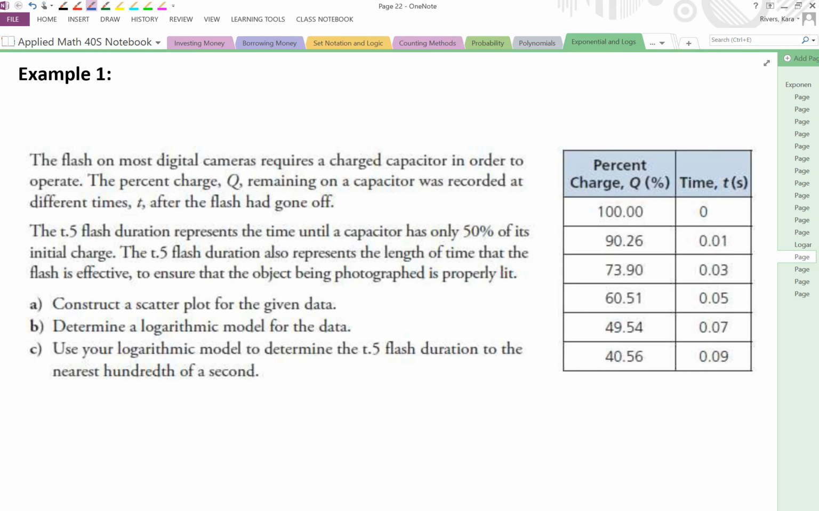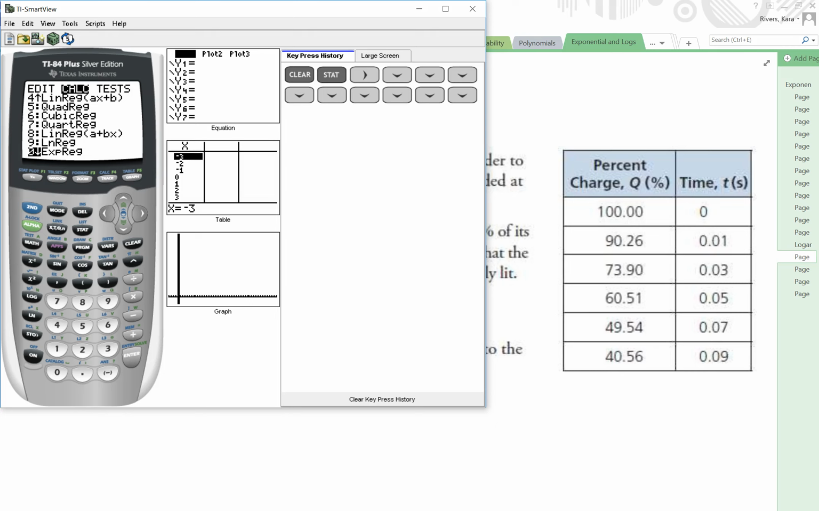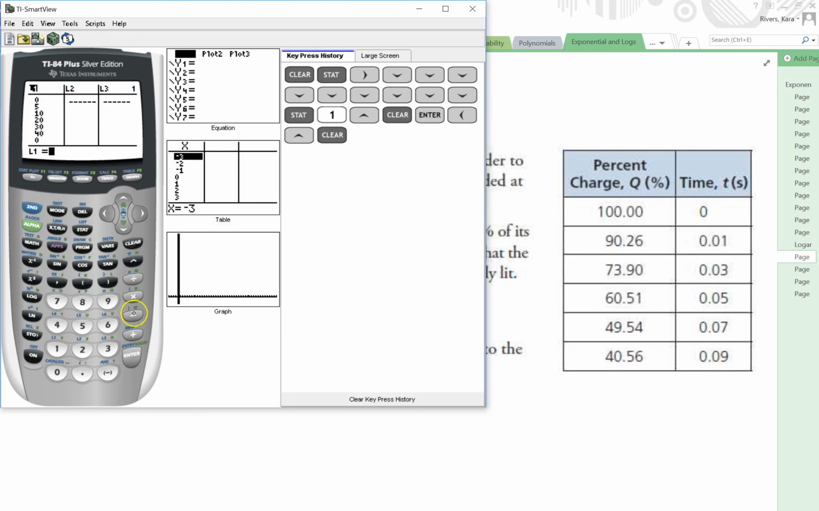So we're going to construct a scatter plot, determine the logarithmic model for the data, so that's our regression equation, and then we're going to use that model to determine that T5 flash duration, that 50% point, to the nearest hundredth of a second. So first step, let's put all that data into our graphing calculator. We're going to go into Stat 1, clear whatever you have in there out, and put all your data in.